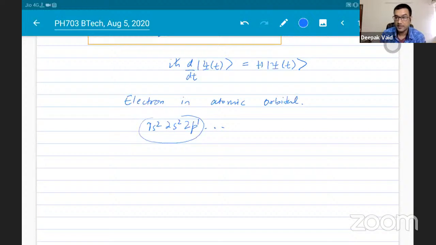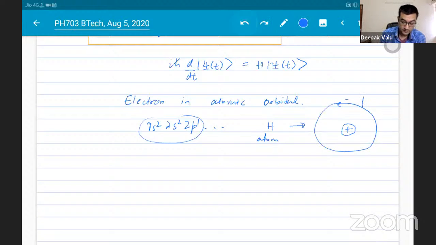Atoms are stable, right? Take a hydrogen atom, for instance, which is a proton and an electron. Now this electron is in the 1s state, and you don't have the electron spontaneously jumping from 1s to 2s, right? That would not be very nice.